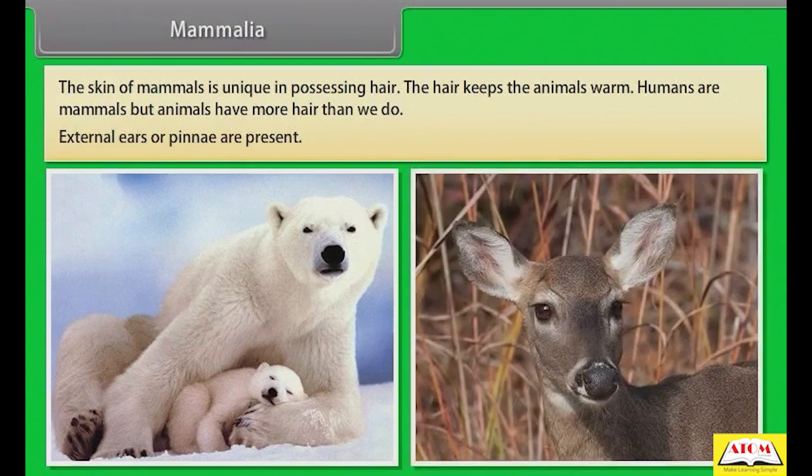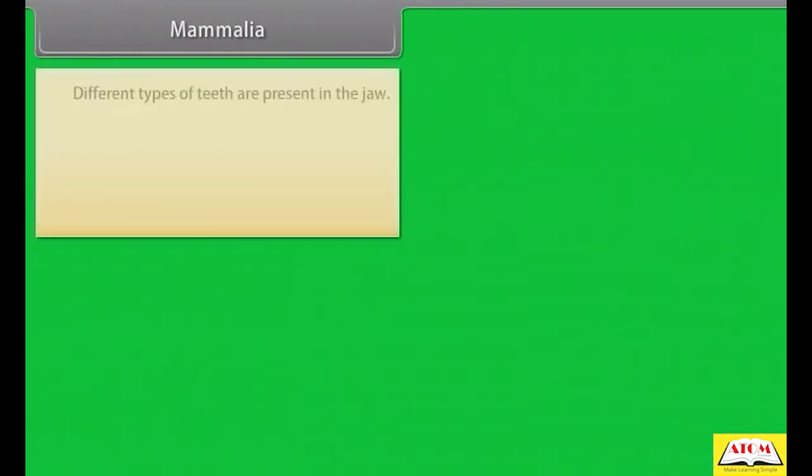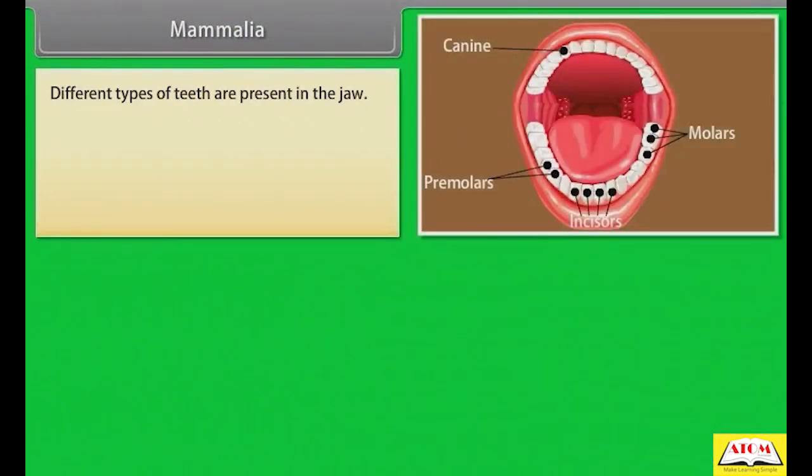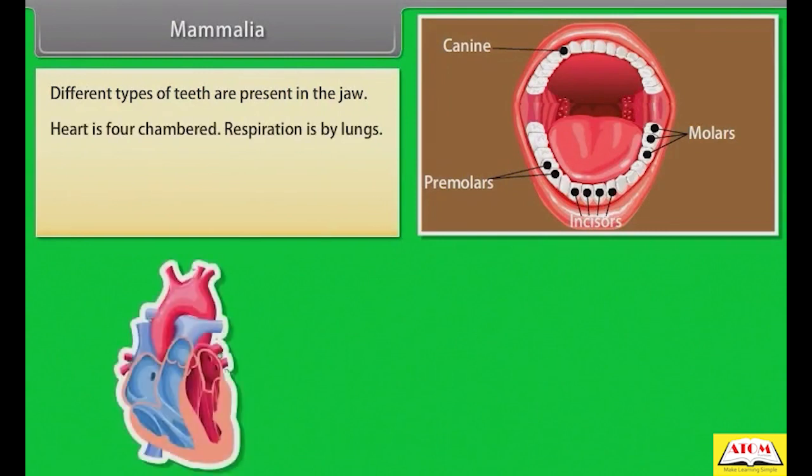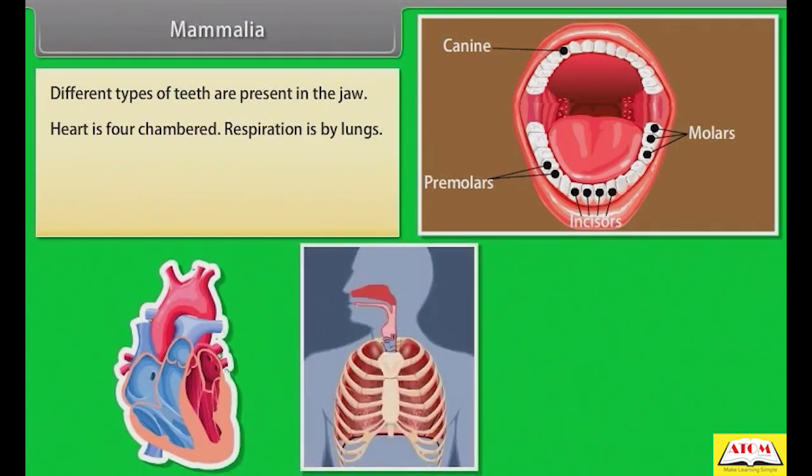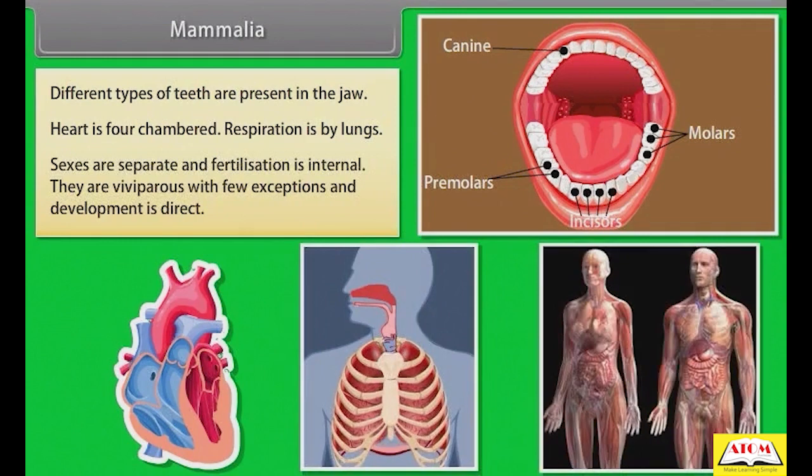External ears or pinnae are present. Different types of teeth are present in the jaw. The heart is four-chambered. Respiration is by lungs. Sexes are separate and fertilization is internal. They are viviparous with few exceptions and development is direct.